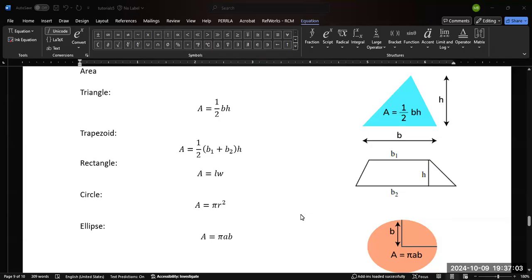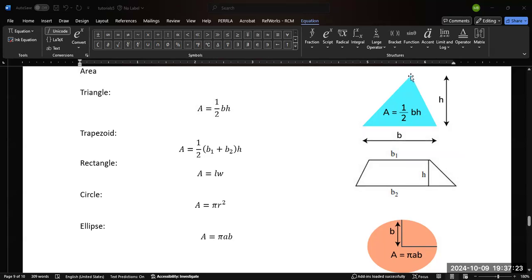Okay, so in this video, we're going to be looking at some area problems. So we have some example formulas here that are pretty common. At least most of these are pretty common things that you would encounter in an algebra course. You have things like your triangle. The area is 1/2 base times height.